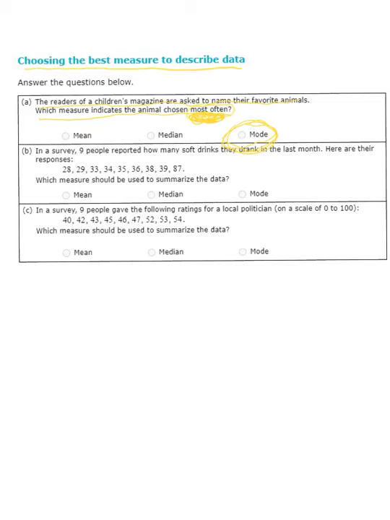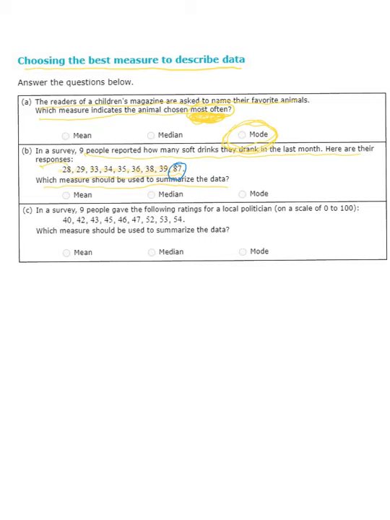Now, this next one's a little tougher, though. It says, in a survey, 9 people reported how many soft drinks they drank in the last month. Here are their responses. Which measure should be used to summarize the data? So I'm looking at these data. Just look at them a second, and what do you notice? Is there a number that stands out to you? It's a little different than the other ones. One of these things doesn't belong. What I would hope you would see is that this 87 is kind of out of whack a little bit.